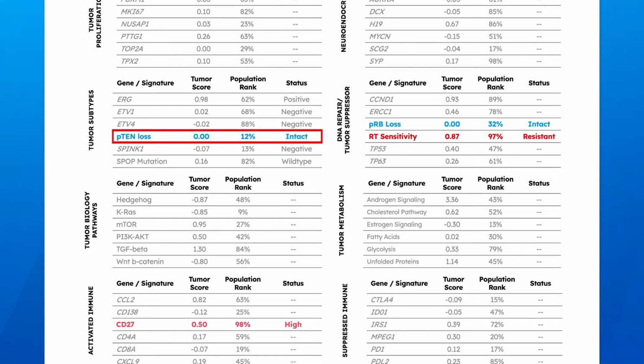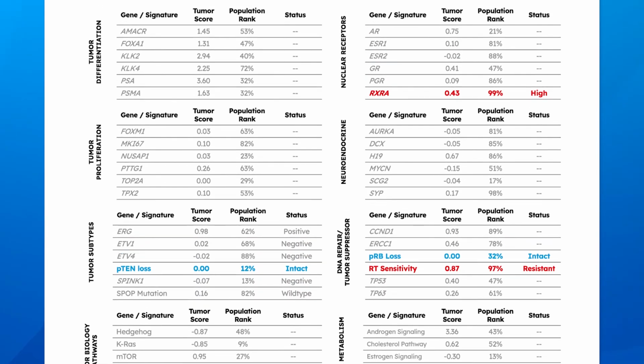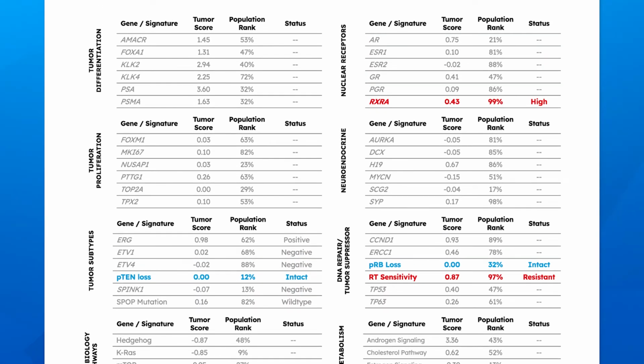So the status may be that it's positive or intact, and that would be shown as blue if it's an outlier status. In other words, if the positivity is more than others. If it's PTEN loss, meaning PTEN is not intact, that would be negative. And if it's an outlier, so very much negative, it'll be represented in red. Note that the pathways on this page are organized in a similar manner to the Genomic Atlas shown on page 3.